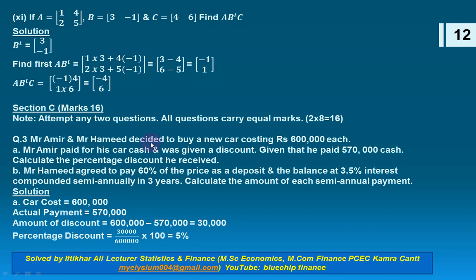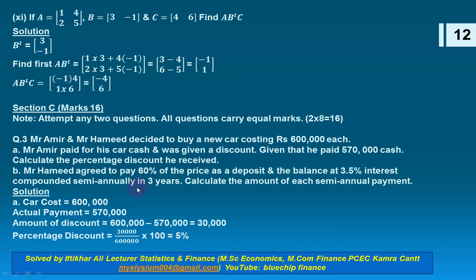Now we come to section C. Question number 3 is that Mr. Amir and Mr. Hamid decided to buy a new car costing rupees 600,000 each. A. Mr. Amir paid for his car in cash and was given a discount. Given that he paid 570,000 cash, calculate the percentage discount he received.